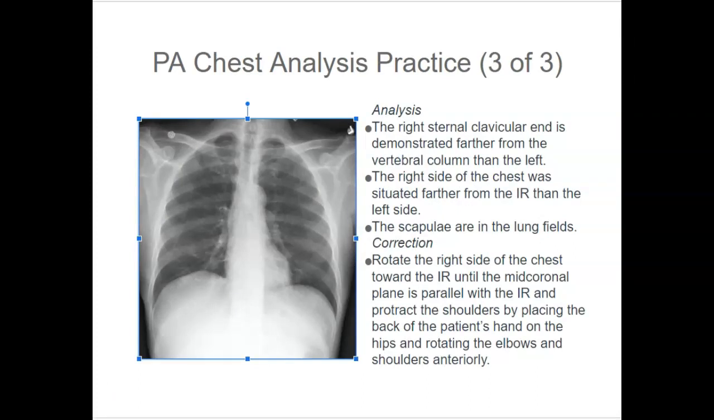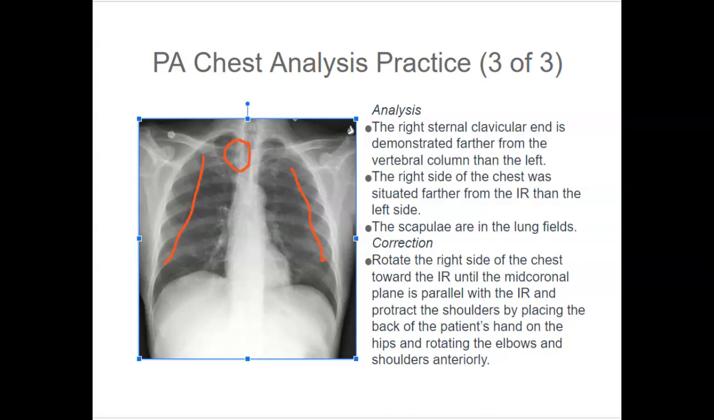So let's take a look at our third practice analysis. In examining this image, you can see that the right sternoclavicular end here is not equidistant to the vertebral column with the left sternoclavicular end. The right side of the chest is actually situated further away from the left side. Also, you can see that the scapula are demonstrated within the lung fields. That's not a great drawing there, but you can see the point.